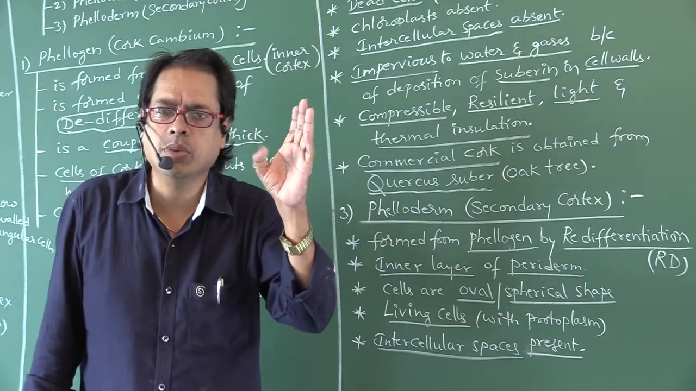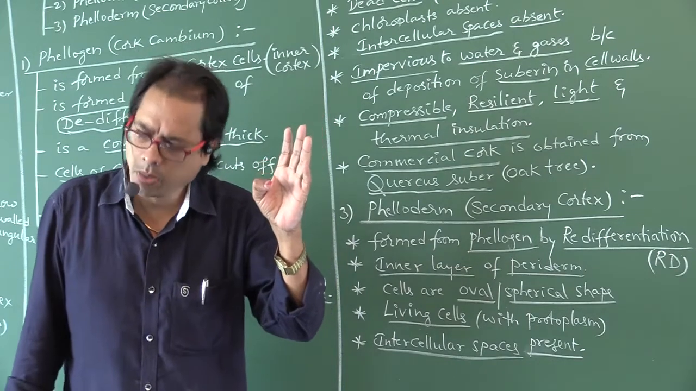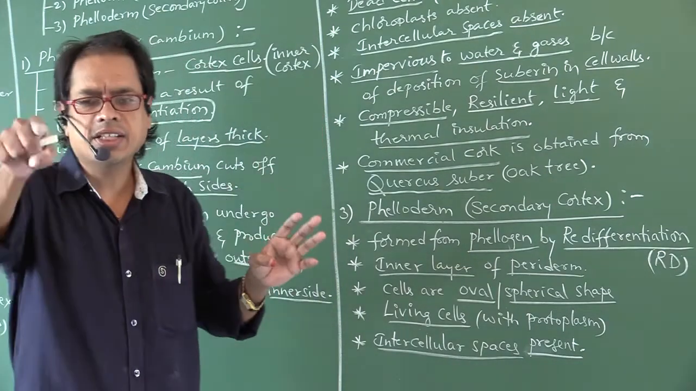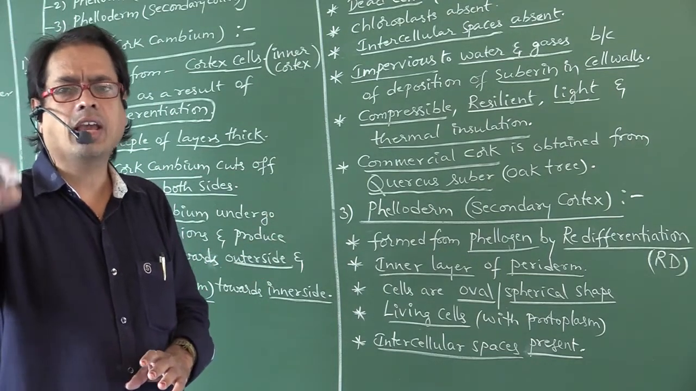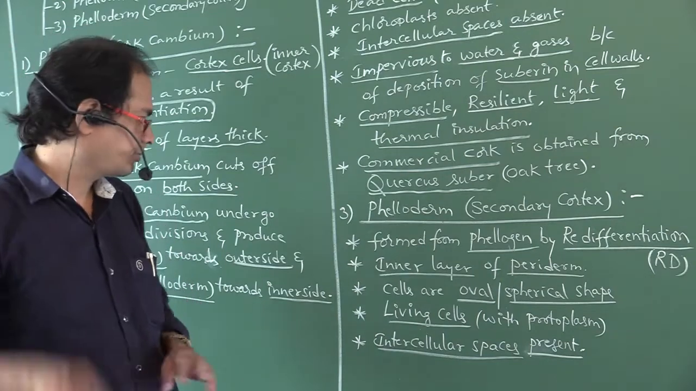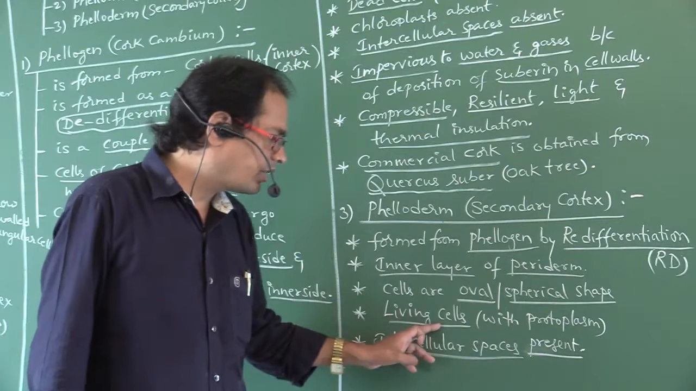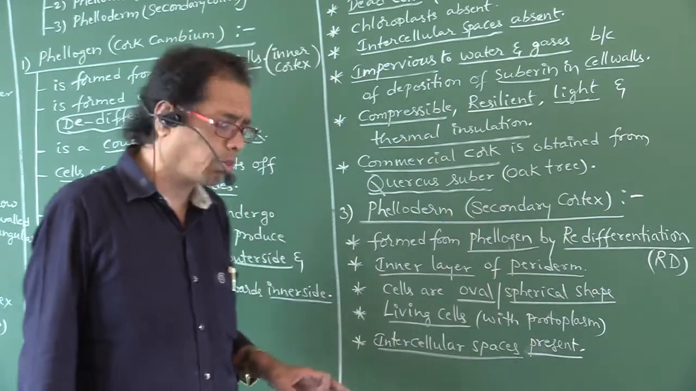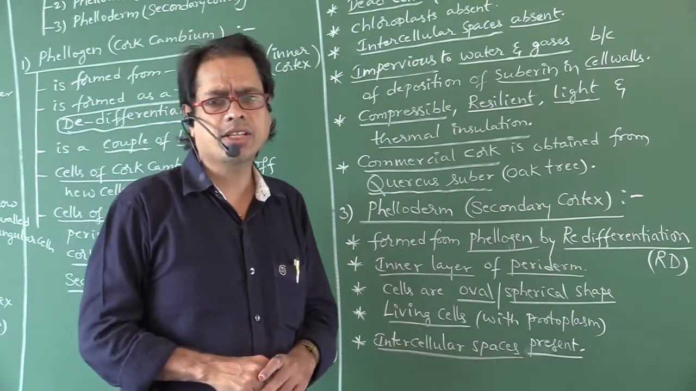Cell was discovered by Robert Hooke. Dead cell discovered by Robert Hooke. Living cell or bacteria discovered by Anthony van Leeuwenhoek. Next, cells are oval or spherical shape. These are living cells, that is with protoplasm. Intercellular spaces present.